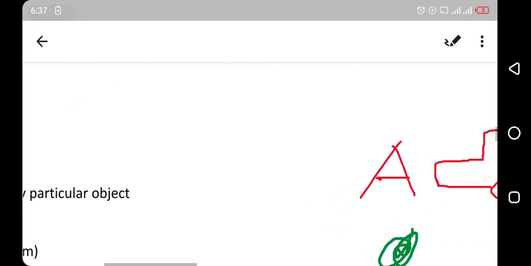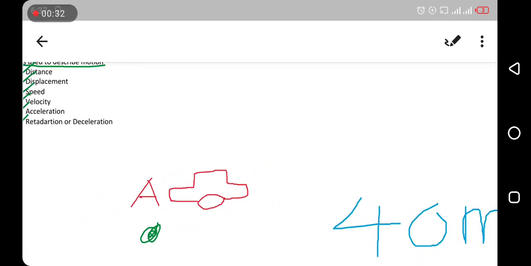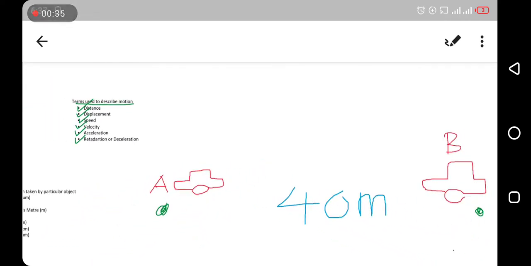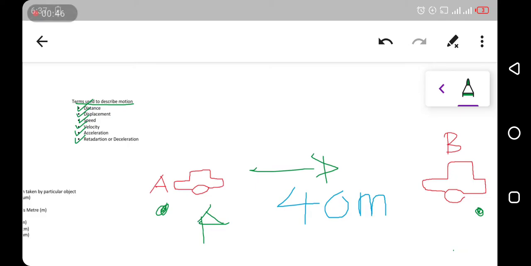If we need to know the distance, consider an example. We have two points. The car is at point A, and the car at point A moves to point B. The length between point A and point B is about 40 meters, as you see in the diagram. The length moved by the car from point A to point B is what we call the distance.